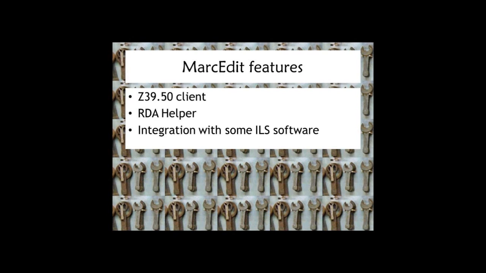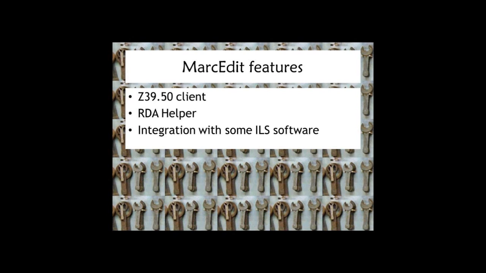A newer feature they've added with the implementation of RDA, Resource Description and Access, the new cataloging rules, is an RDA helper feature which converts AACR2 records to RDA. So RDA is designed to be backwards compatible. You don't have to do retrospective conversion on your whole catalog, but if you wanted to, you could export everything, put it into MARC Edit, and run the RDA helper.